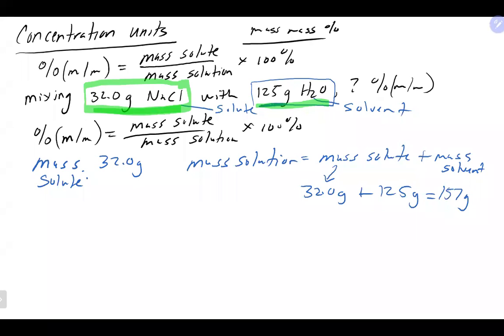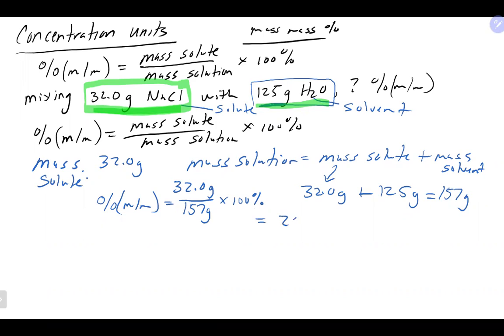At this point, we have everything we need if we wanted to calculate it. Our percent mass to mass would be the mass of our solute, which is 32, divided by the mass of the solution, which includes both the solute and the solvent, and we'll times it by 100% here. And in my made-up example here, we end up with 32 divided by 157 times 100.